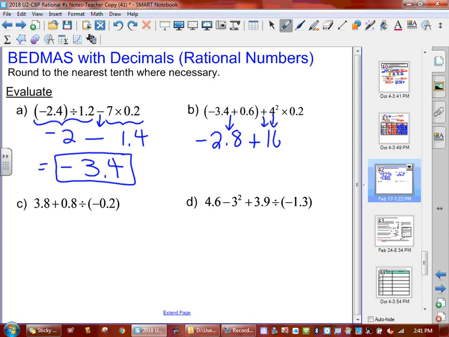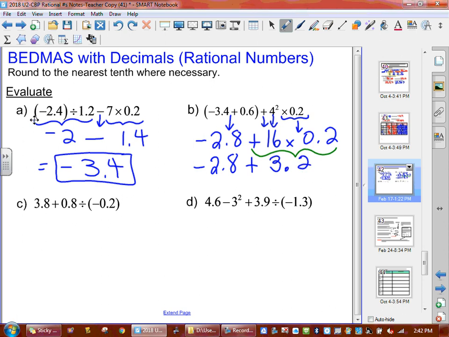Times 0.2. My next step, again, I'm down to multiplying or adding. Well, multiplying goes before adding, so I have to multiply those next. So my negative 2.8 stays here, and then I'm going to end up with a 3.2, positive 3.2. Now we add them, and we're going to get 0.4. Okay, so we get an answer of 0.4.